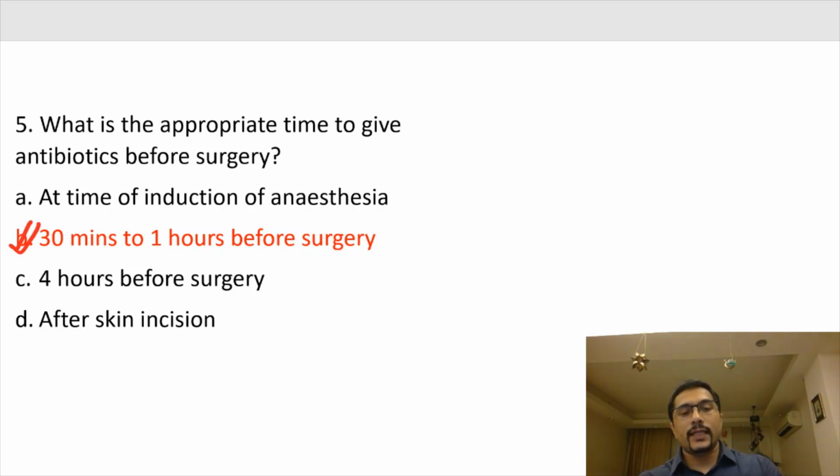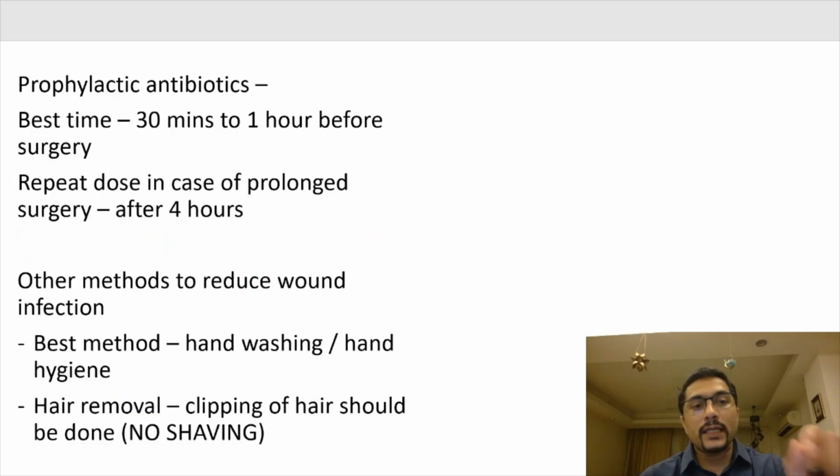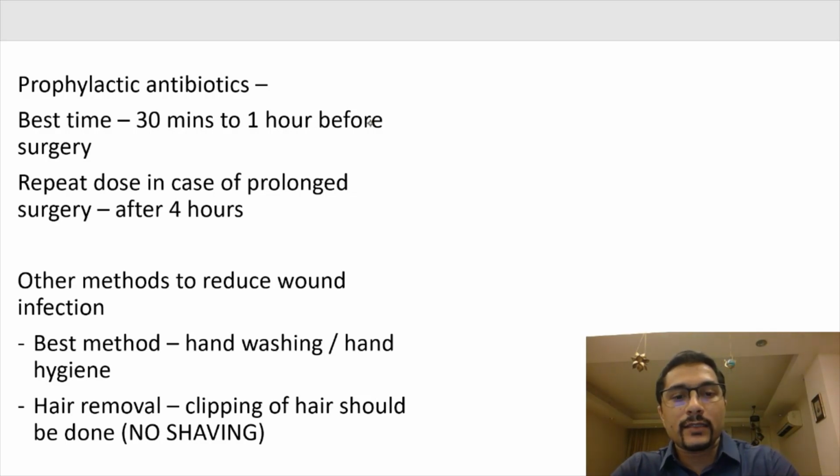Earlier, the answer was induction of anesthesia, but the latest guidelines say that 30 minutes to 1 hour before surgery is when the prophylactic antibiotic should be given. So please remember these important points. Prevention of wound infection is commonly asked, and usually you have one question from this topic. So you need to know that for prophylactic antibiotics, the best time is 30 minutes to 1 hour before surgery.